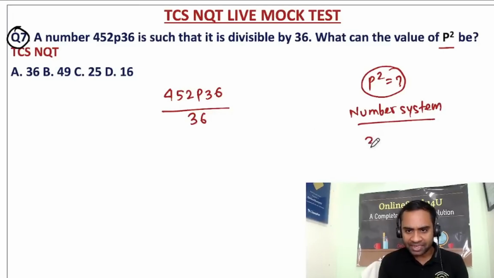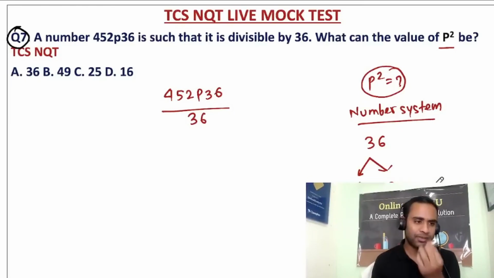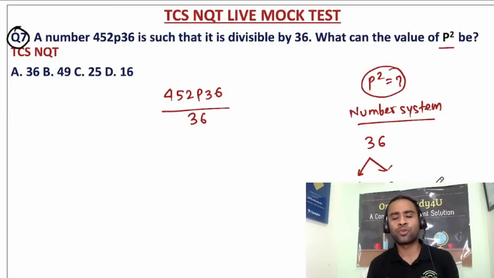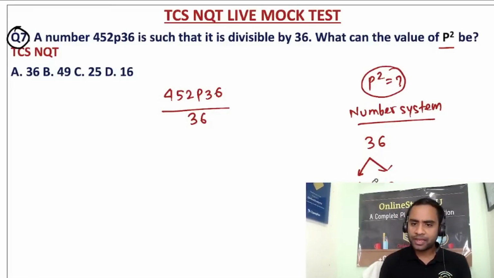If a number is divisible by 36, then that number will also be divisible by its factors. So I am taking 4 and 9. Sir, why? What is your problem? Because the divisibility rule of 4 and the divisibility rule of 9 is very, very easy. So now, what is the divisibility rule of 9?